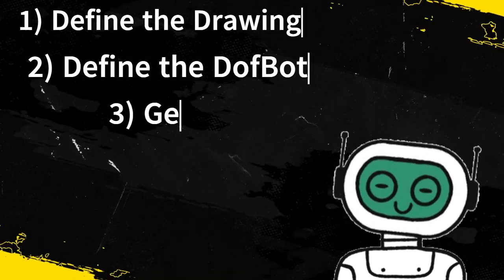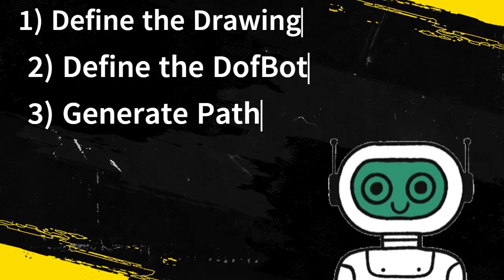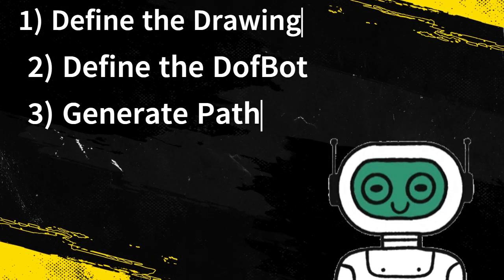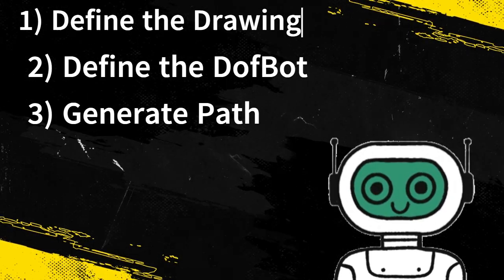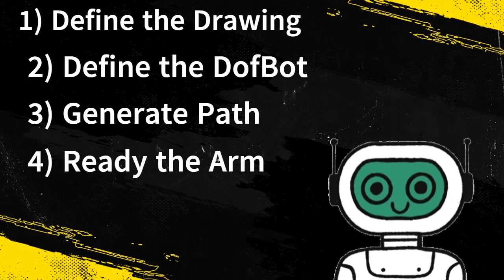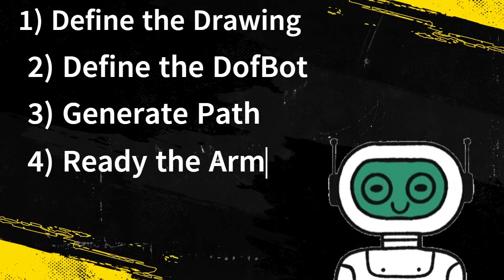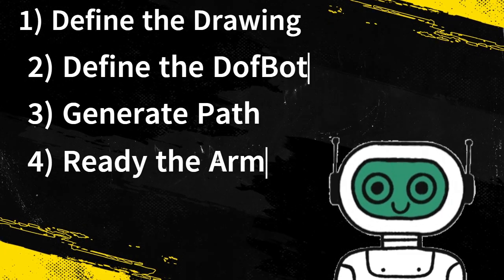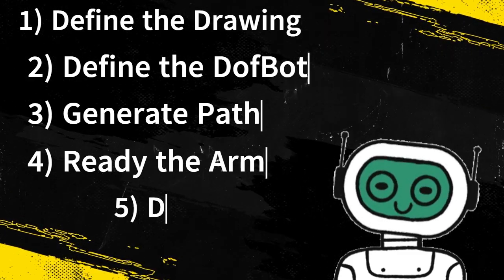Step 3. Generate path. For each segment, aka contour, in the drawing, a path is generated and a sequence of joint angles are produced. Step 4. Ready the arm. Using the gripper at the end of my arm, I need to grab a pen in order to begin drawing.